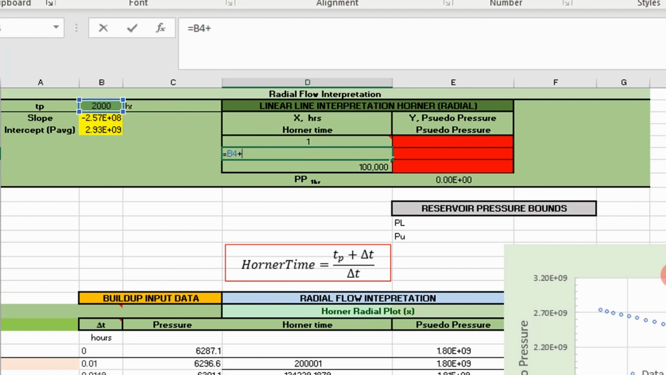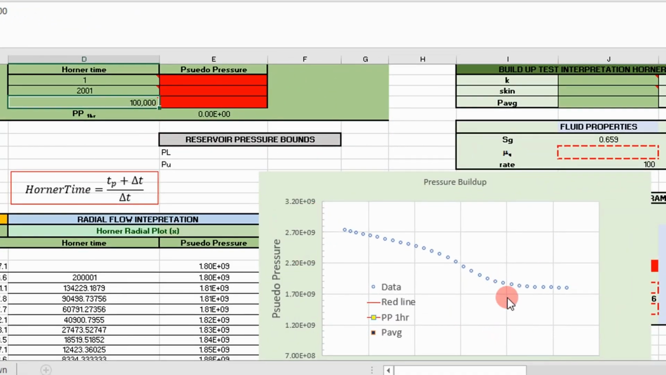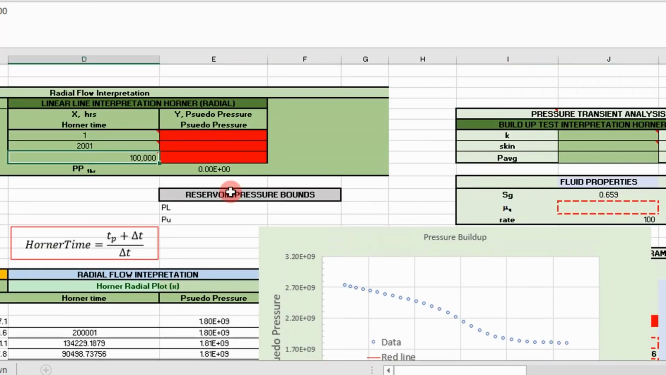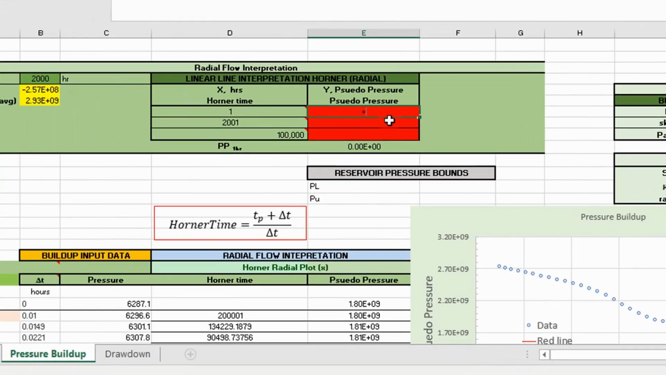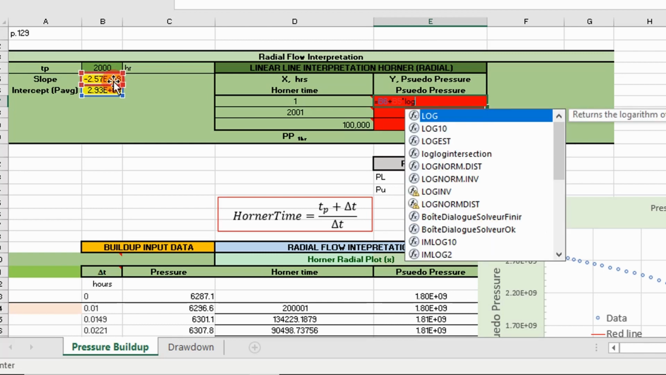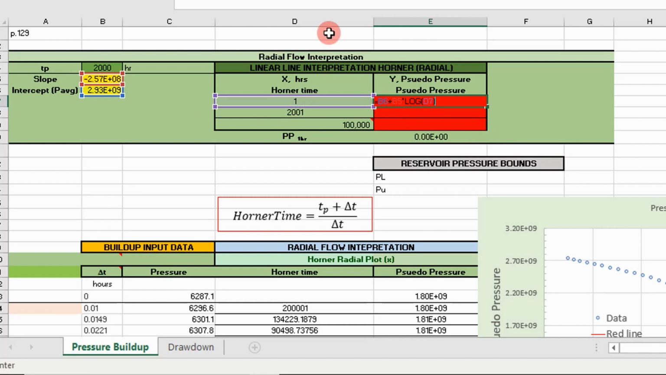So I'm going to take our time produced and add 1 hour. And then I just chose a random point out in space that would essentially be plotted on this graph. So we got 3 points. So now I'm going to write the equation of our straight line, which is going to be our intercept plus our slope times the log of our times. And you want to freeze the intercept and slope.